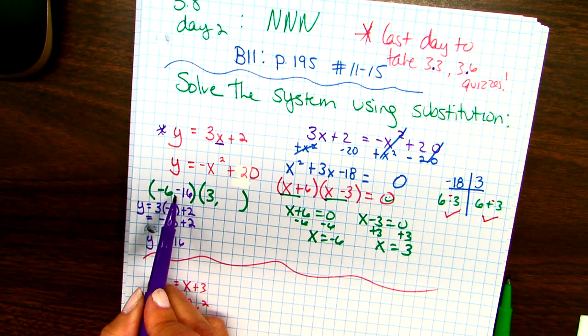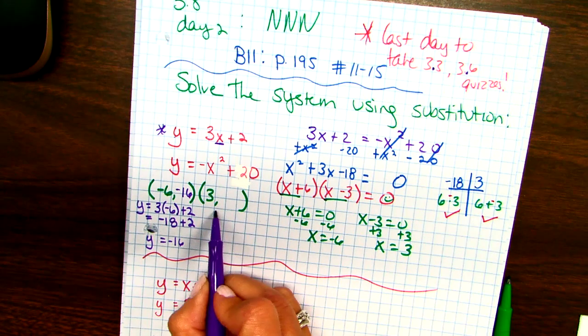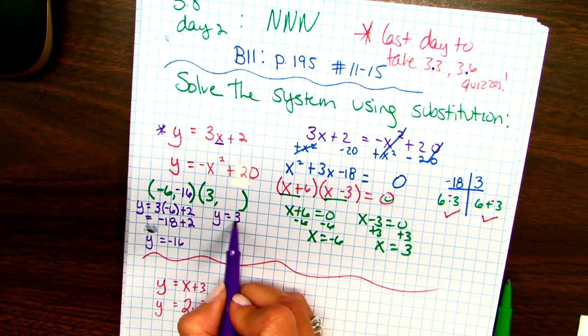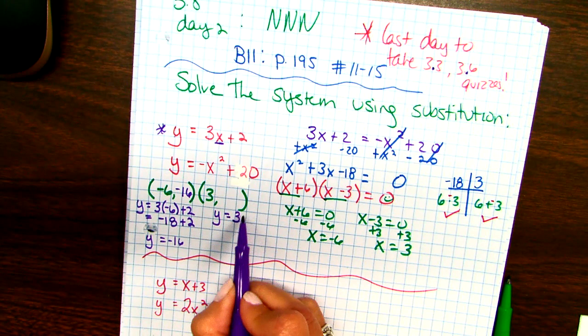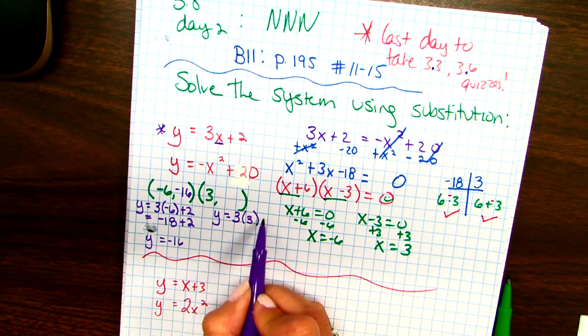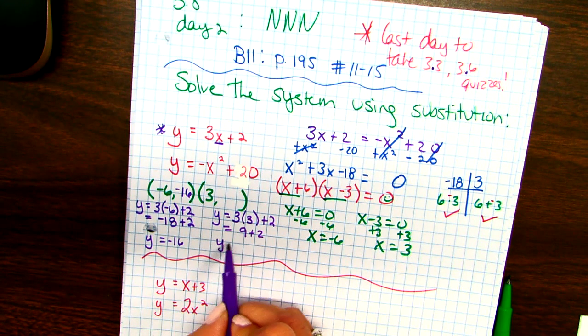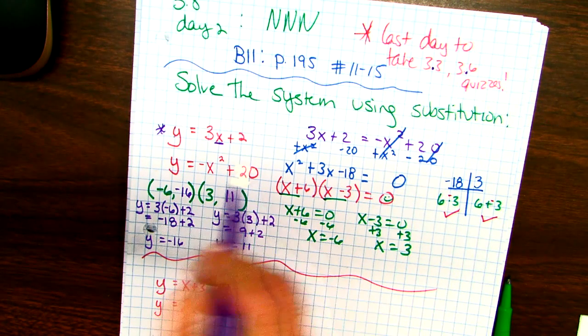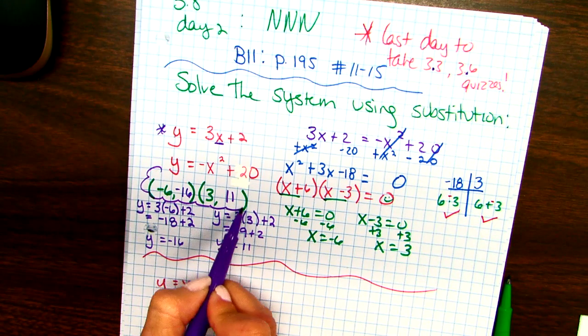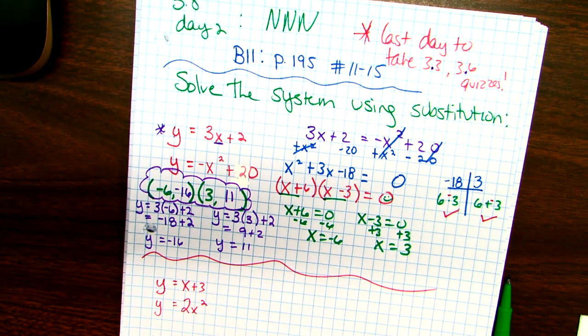That's one of my solutions. Then I'll do the same thing with the 3. Y equals 3 times 3 plus 2, and I get 11. So a lot of steps in these problems, right? A lot. And that was an easy factoring one, the short factoring we call it. Let's do one that has the long factoring so we can review.